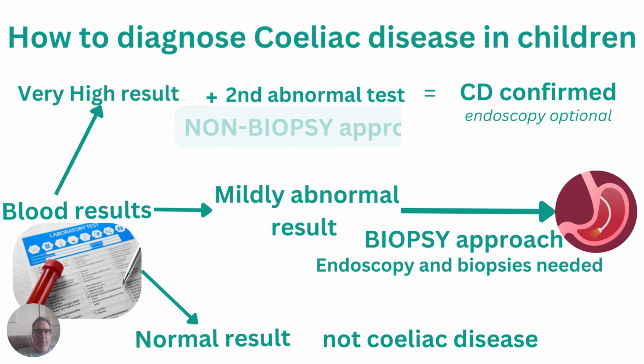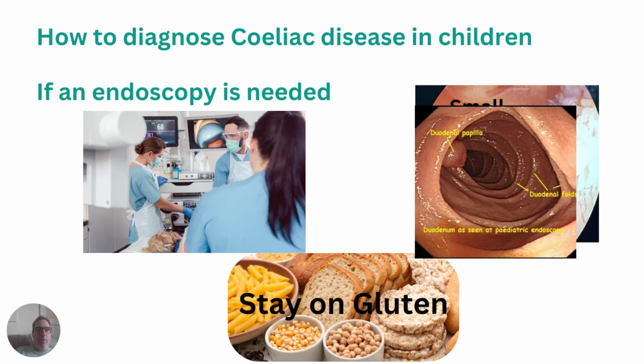So here are the three different pathways. Normal results, probably not celiac disease, as long as you've not got any of those other issues that we talked about before. So if an endoscopy is needed, and just to remind you again, that's a procedure in children that's performed under general anesthetic, then again, the advice is to stay on gluten all the way through all these diagnostic tests. And the aim is to try and reach the small intestine and take biopsies from that section there.